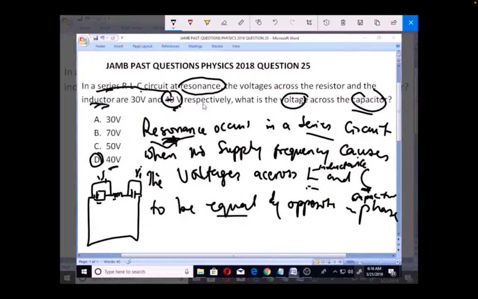Then at resonance, we have what we call minimum impedance. It's also good that you note that at resonance, we have minimum impedance. So the answer is 40 because the voltage at the inductor is also 40. So at resonance, the voltage at the inductor and at the capacitor is the same. So it's 40, 40. And that is the answer. Thank you.